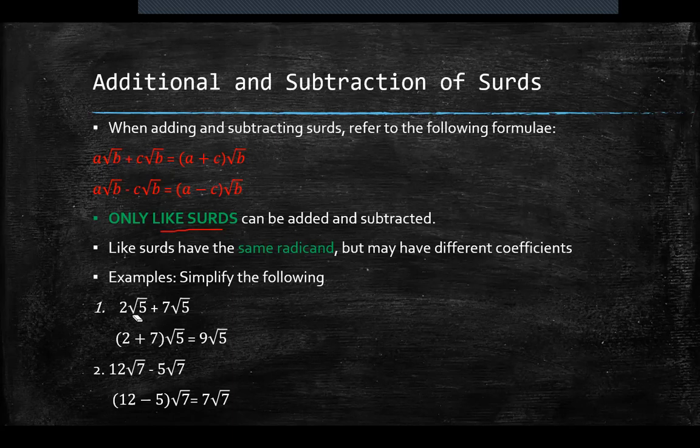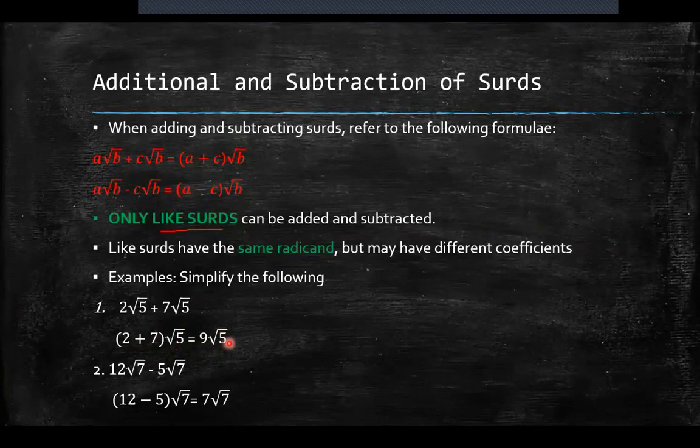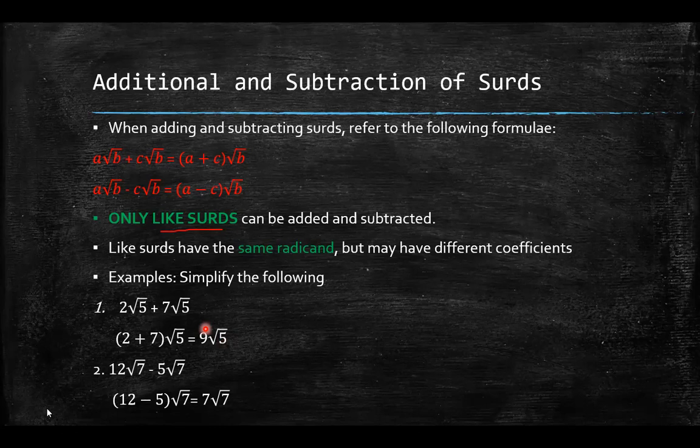What do I have in common? I have square root 5 in common, so I could take that out. And what do I remain with? I remain with the 2 plus 7. So I'll put that in my brackets according to this rule. And then square root 5 would be on the outside. But we don't just leave it like this. Why? It could be simplified further. We know that 2 plus 7, that's 9. And that's why the final answer is 9 square root 5. Everybody good with that? Yes. Yes, miss. Yes, miss. Okay.